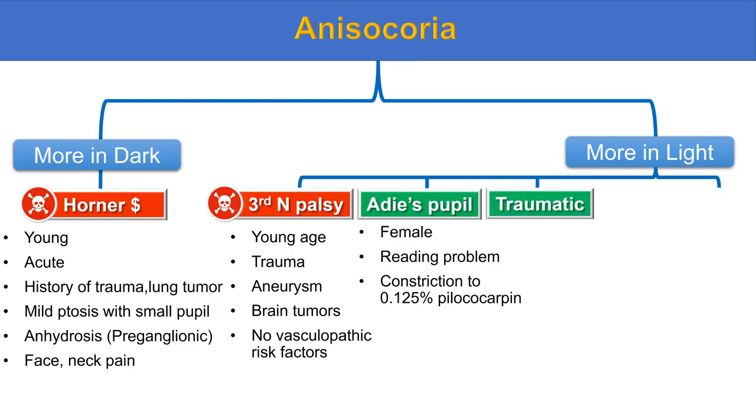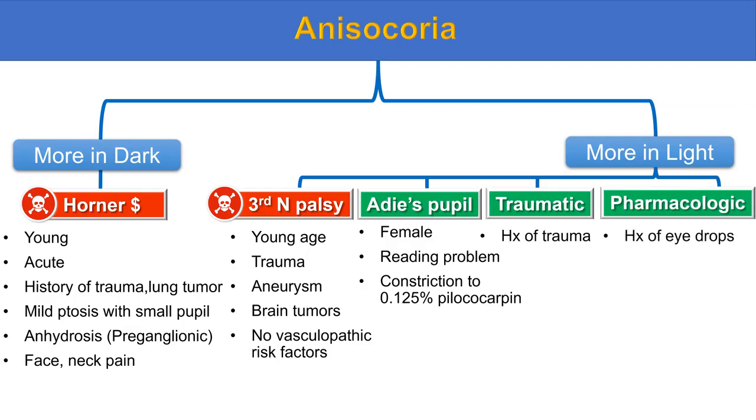The traumatic, if there is a history of trauma. The pharmacological, if there is a history of eye drop intake. So this is the basic and most important differential diagnosis of anisocoria, with important clues about each disease.